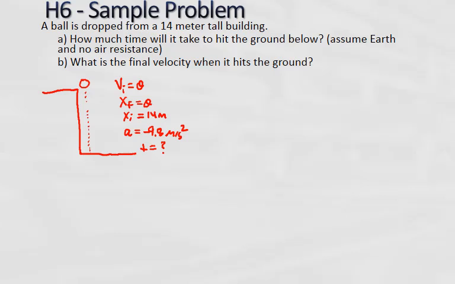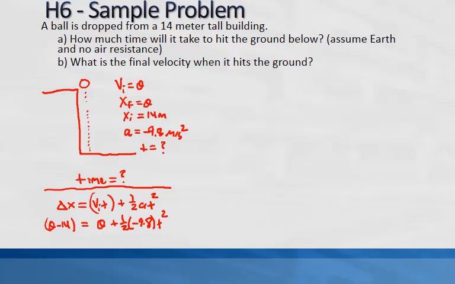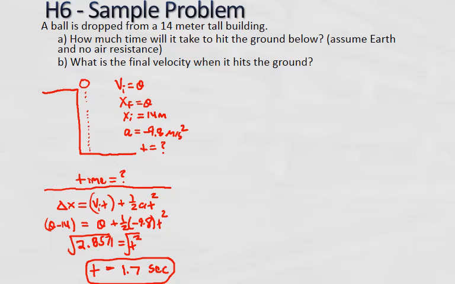Okay, so final height, initial height, we've got that. We've got our displacement is negative 14. And then 1/2 AT squared, and we divide and then take the square root to get the time. It's going to take 1.7 seconds. All right, so now we want to find out what is the final velocity when it hits the ground.